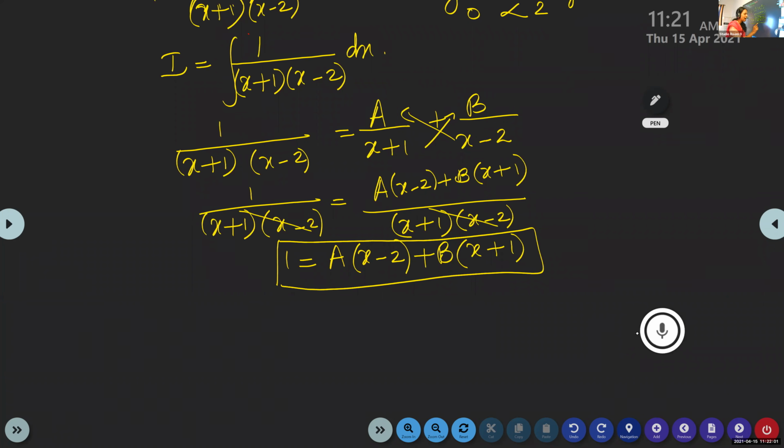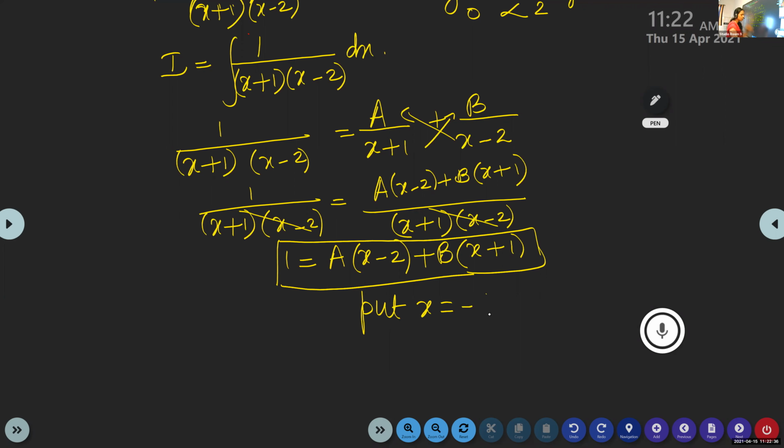In order to find A, what value can we assign for x so that the second term will become 0? -1. -1. Very good. We can put x is equal to -1. You put x is equal to -1.